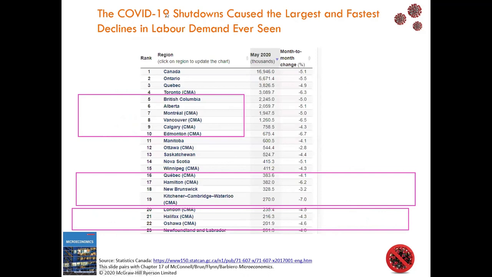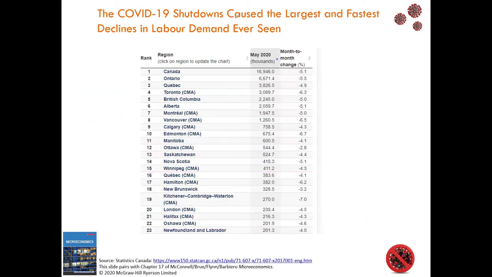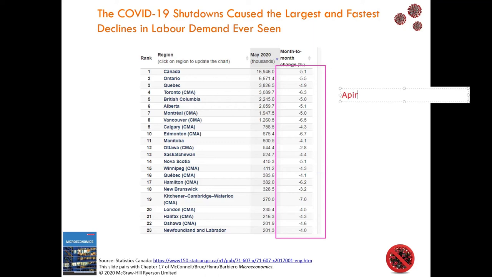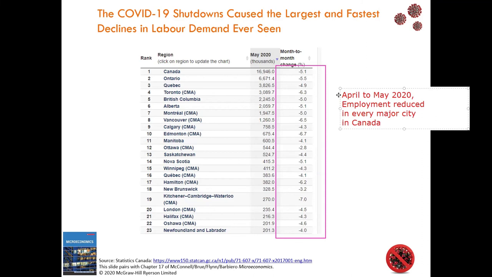And then the COVID-19 shutdowns caused extensive unemployment. So there were massive reductions all across the board. So every area reduced employment. So from April to May 2020, employment reduced in every major city in Canada. It ranged from about -2 to -7% across the board. So yeah, the economic effects were very apparent here.